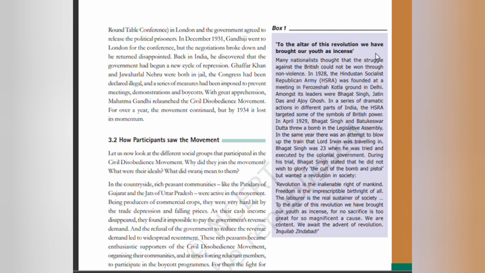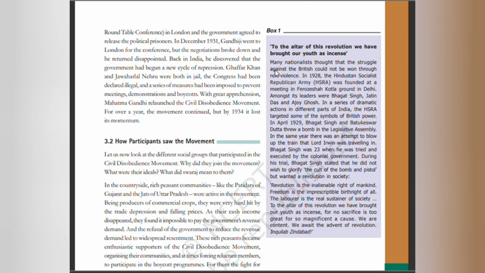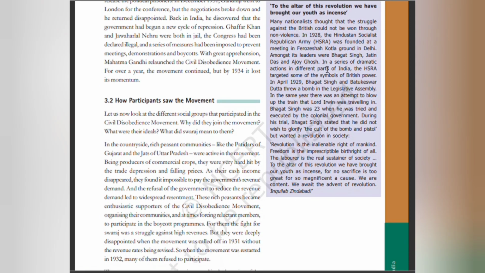Many nationalists thought that the struggle against the British could not be won through non-violence. In 1928, the Hindustan Socialist Republican Army was founded at a meeting in Ferozshah Kotla ground in Delhi. Amongst its leaders were Bhagat Singh, Jatin Das, and Ajay Ghosh. In a series of dramatic actions in different parts of India, HSRA targeted some of the symbols of British power.